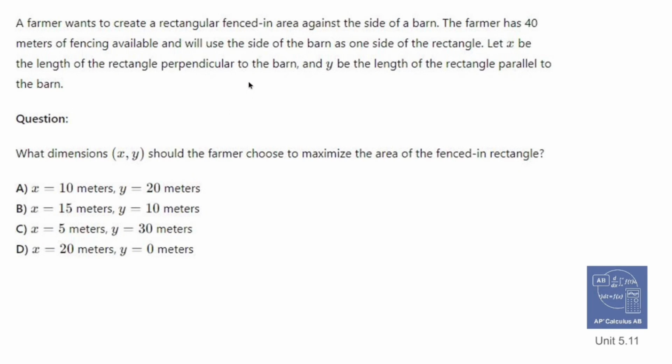A farmer wants to create a rectangular fenced-in area against the side of a barn. The farmer has 40 meters of fencing available and will use the side of the barn as one side of the rectangle. Let x be the length of the rectangle perpendicular to the barn, and y be the length parallel to the barn. Again, our job is to maximize the area. When you have a problem like this, you need to come up with as many equations as you can. I have 2 x's and a y giving me a perimeter of 40. So there's my perimeter formula.